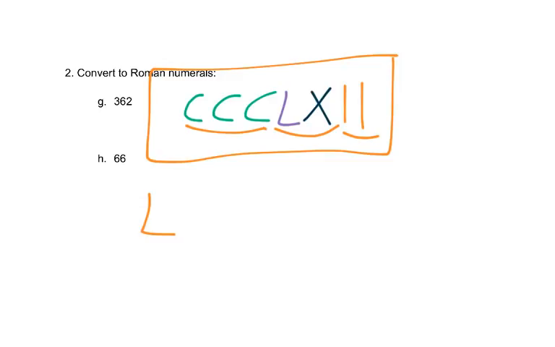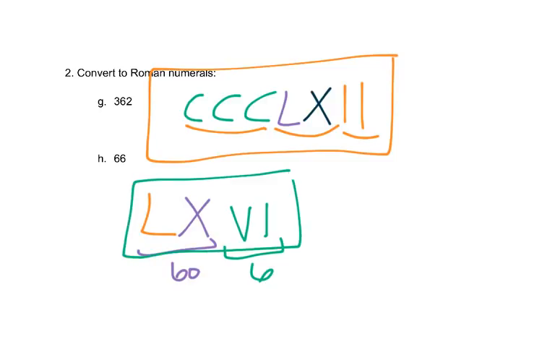66. So start with an L for 50. And then 10 more gives us 60, so here's our 60. So for 6 we need a V, which is 5, and an I, which gives us 1 more, 66. And that should help you do Roman numerals.